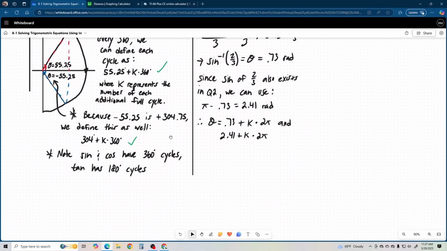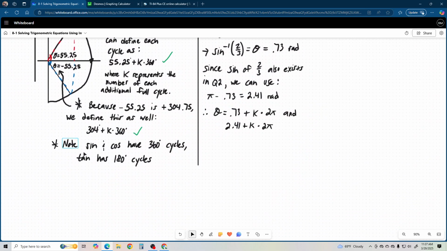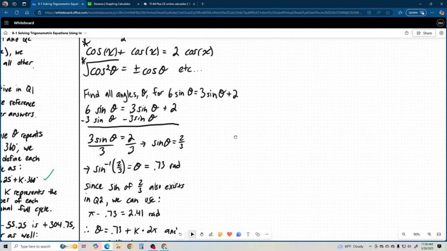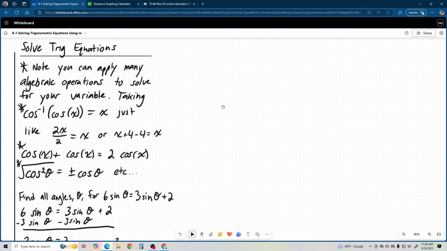Now, I did want to provide one little caveat here real quick. You'll notice that sine and cosine have 360 degree cycles and tan has a 180 degree cycle. So if we use this formula from before, the k times 360, if we're using tangent, it's going to be k times 180, because each cycle is only 180 degrees, not 360. So just keep that in mind. If you do sine or cosine, this k times 360 will work. If you do tangent, it has to be k times 180.